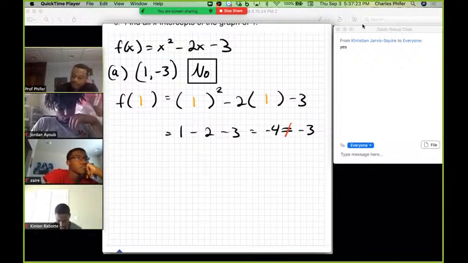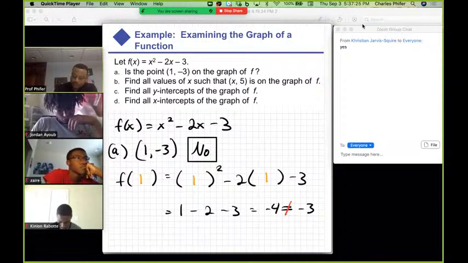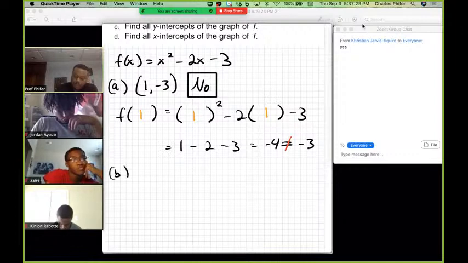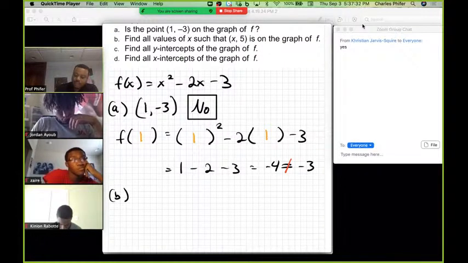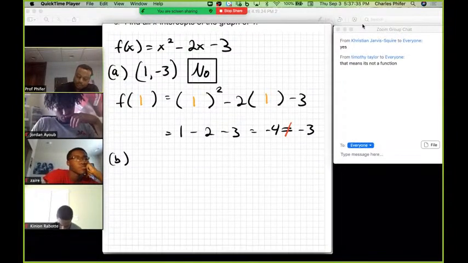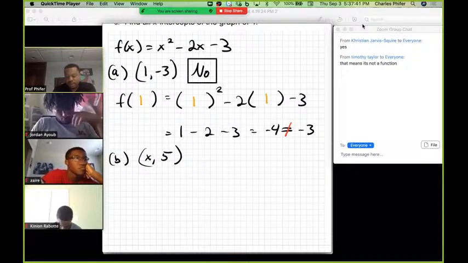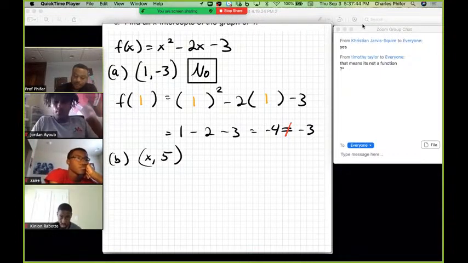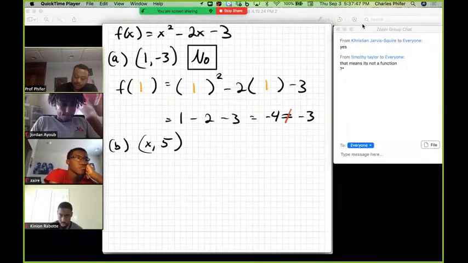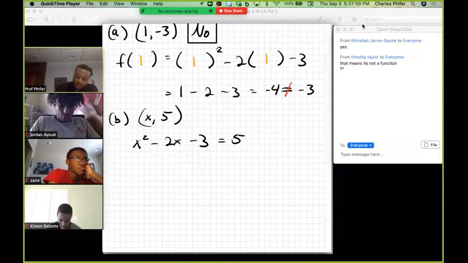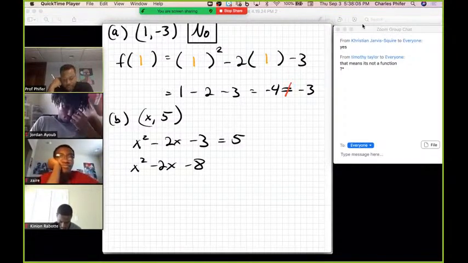Let me add some paper. And let's go on to part B. B says, find out values of x such that x comma 5 is on the graph. So we want to check x comma 5, right? So basically this is saying when y is 5, what values of x will produce an output of 5, right? So we're going to set y equal to 5. So we have this x squared minus 2x minus 3. We want to set that equal to 5 and solve. So then we'll get x squared minus 2x minus 8 equals 0. We just subtracted 5 on both sides.